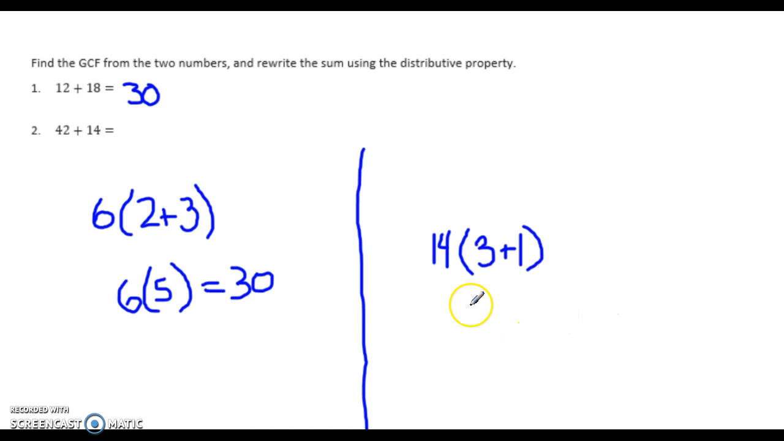So I can write it like this. I should get the same answer. When I do 42 plus 14, I get 56. And then when I use my order of operations, 3 plus 1 equals 4. And then I do 14 times 4, and I get 56. So that is one way you can use a GCF to help you with the distributive property, which will be very beneficial as you go into 7th and 8th grade.